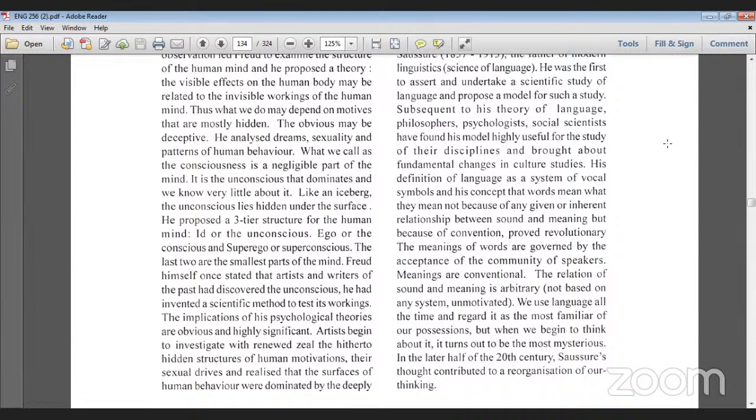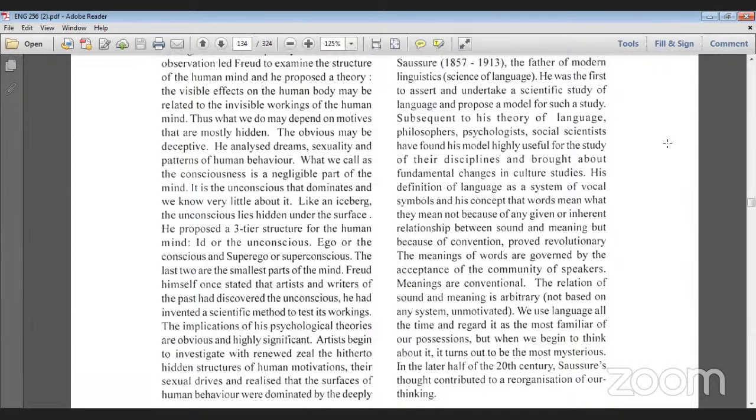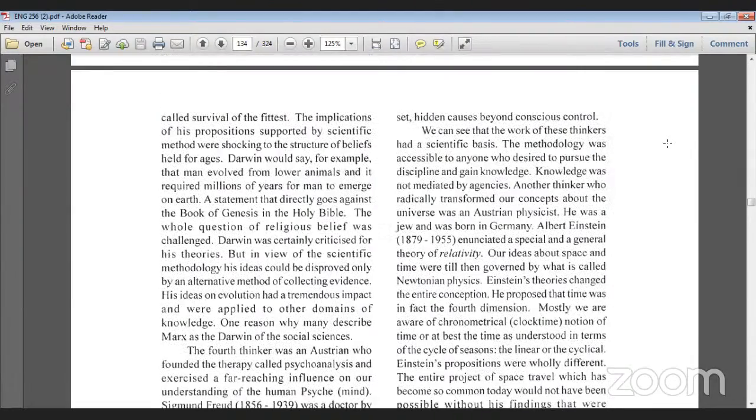Zeal of the Hithro means man, hidden structure of human motivation. Their sexual drives... and realized that the surface of human behavior was dominated by deeply set hidden causes beyond unconscious control. We can see that the work of these thinkers had a significant basis. The methodology was accessible to anyone who desired to pursue the decline and against knowledge. Knowledge was not mediated by allegiances.